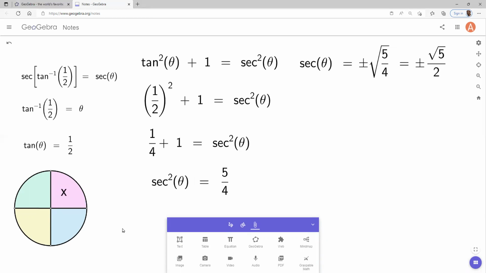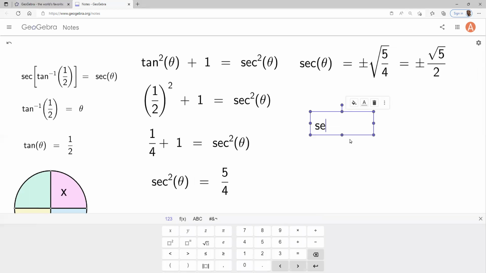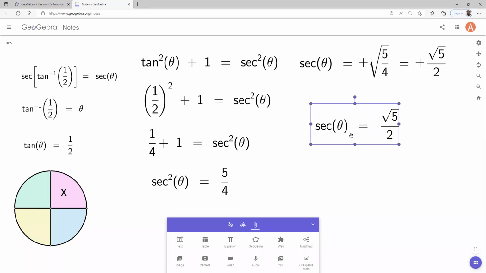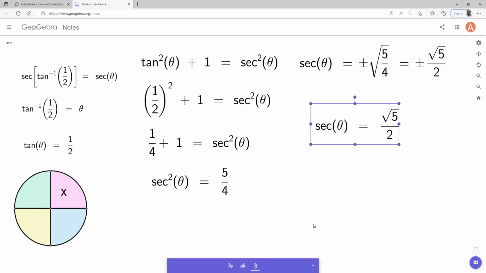Okay. Now everything is positive here. Everything in the first quadrant is positive. So secant theta has to be positive. So it has to be. That's my answer. Now, it seems a little funny. You got your answer? Secant theta is square root of 5 over 2?